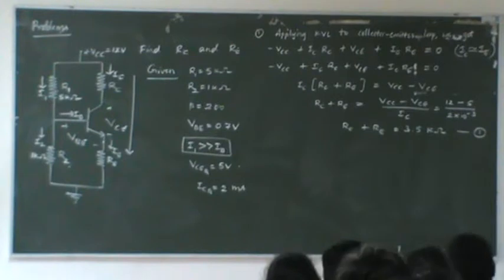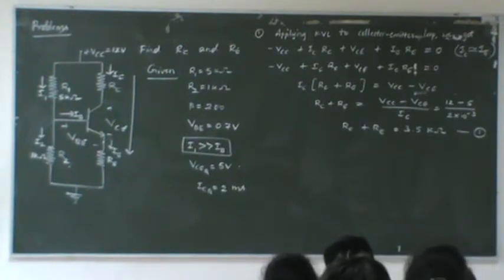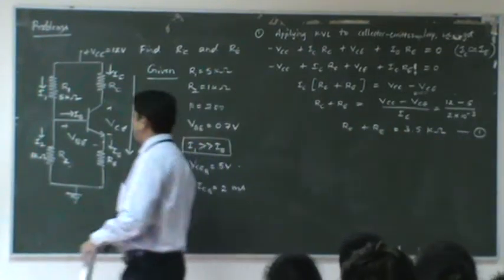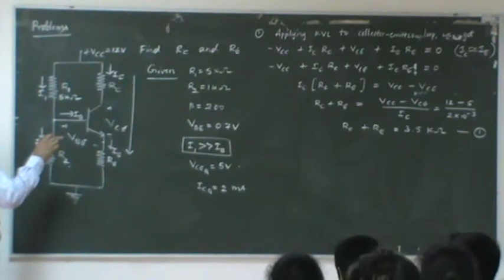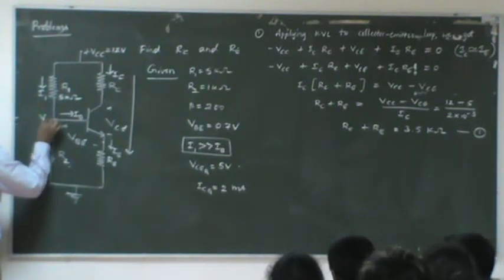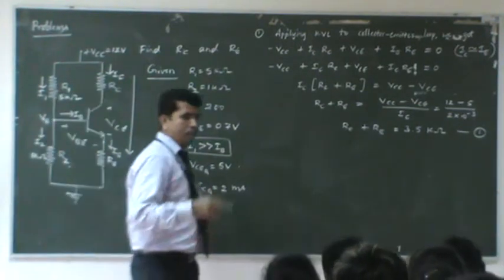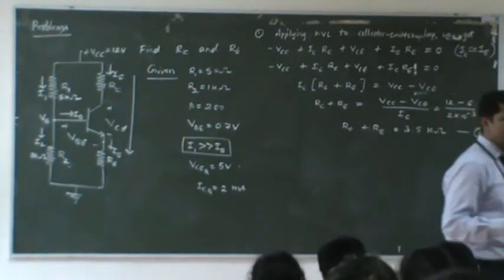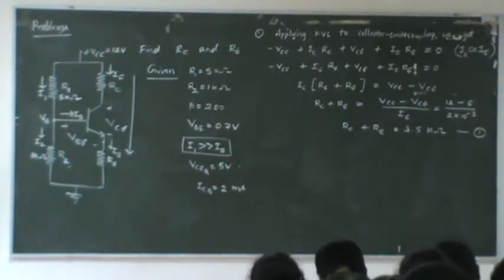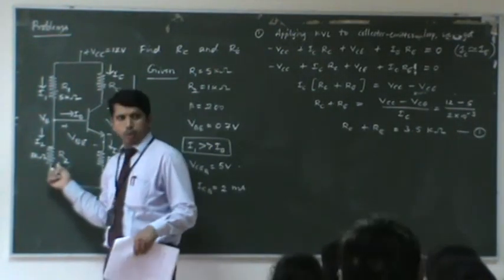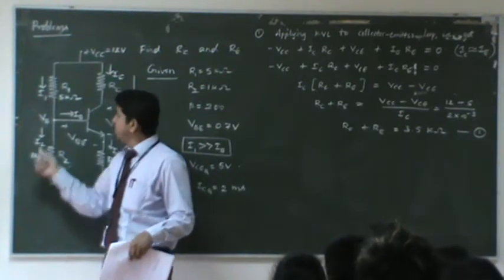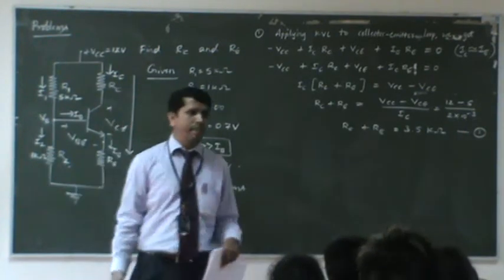What next? After this? See here, what you can do is let us call whatever the voltage here. Look at this, it is an approximate method problem. So let us call the voltage drop across this VB. Look at the expression of VB, which we already computed earlier. It is VCC times R2 divided by R1. Use that and find out VB.